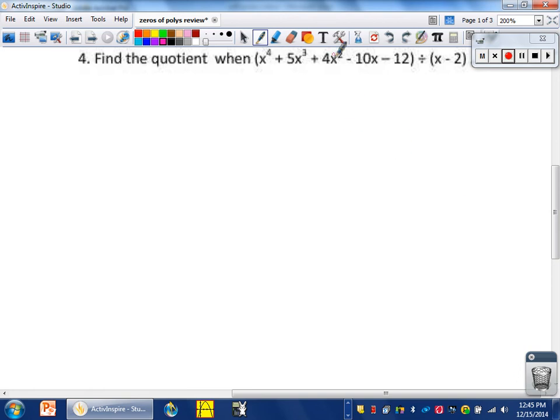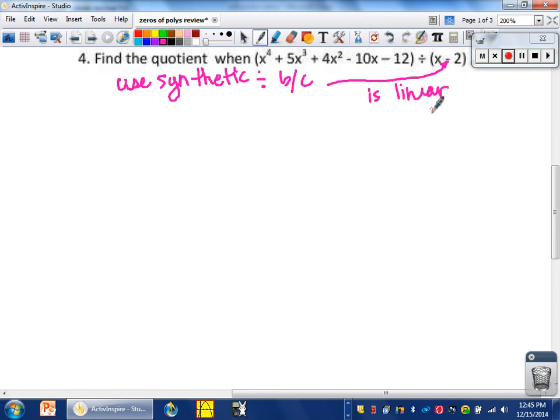Okay, so this next question, we're asked to find the quotient of this. So here we have a polynomial divided by a binomial. Because we're dividing by this, we can use synthetic division. If this divisor was anything other than linear, we would have to use long division. But we can use synthetic division because this guy right here, x minus 2, is linear. If we have a linear divisor, you're able to use synthetic division to find the quotient and the remainder.